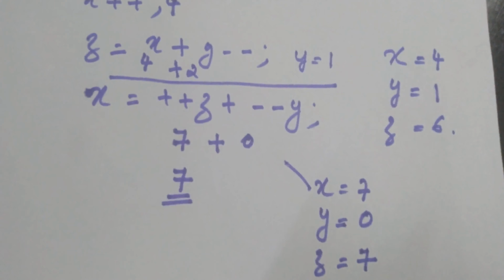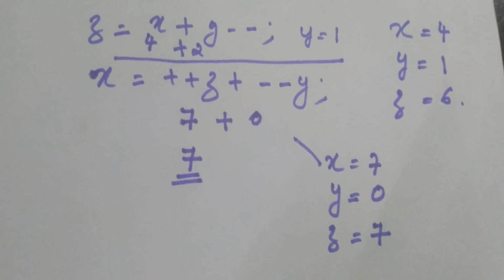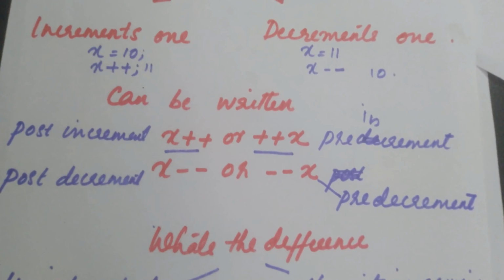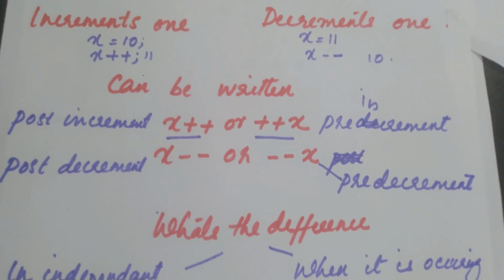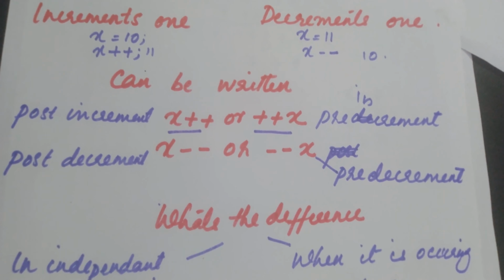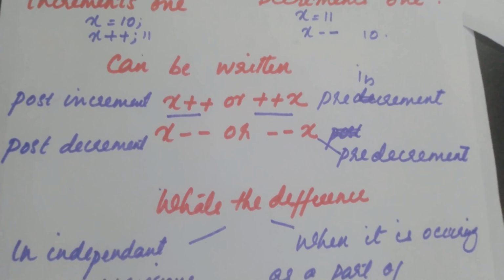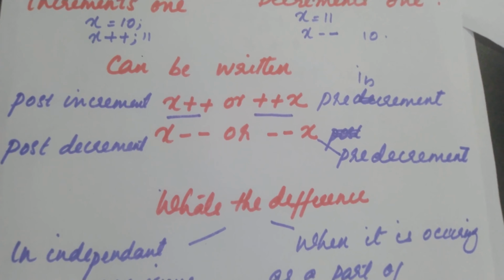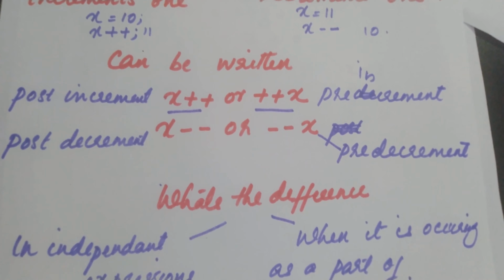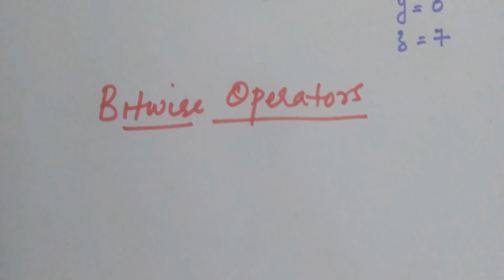So once again, increment and decrement operators are used to increment or decrement the value by 1, and they can be written in two forms: pre-increment or post-increment, and post-decrement or pre-decrement. When it is given as an independent expression, there will be no change, but when it becomes part of an expression, it behaves in a different manner, and that we have seen already. Okay, next we will be moving on to the bitwise operators.